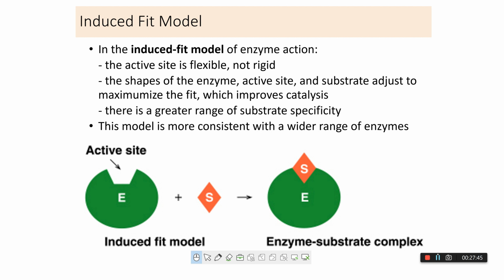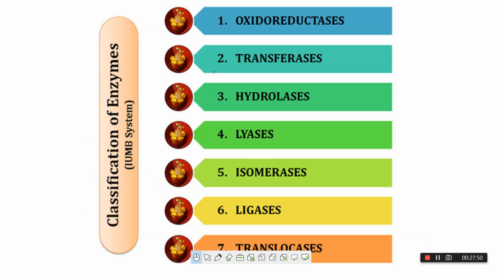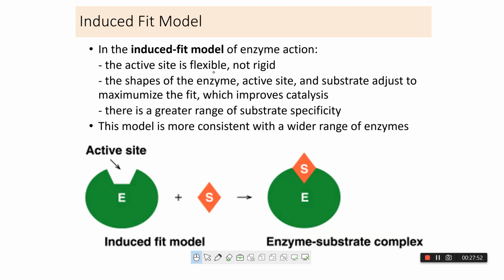In the induced fit model of enzyme action, the active site is flexible. But in the lock and key model, the active site is fixed, not flexible. That is rigid, meaning only that substrate will come and bind. But in the induced fit model, the active site is flexible. It is not rigid. The shape of the enzyme active site and substrate adjust to maximize the fit, which improves catalysis.